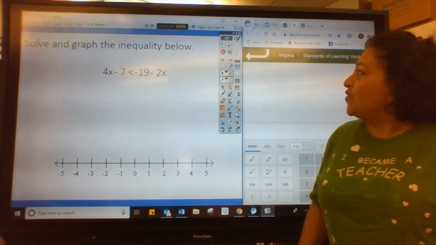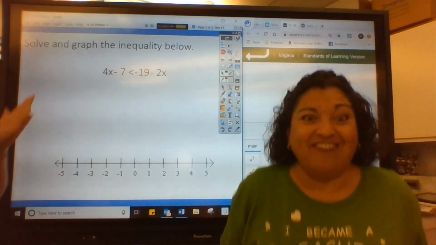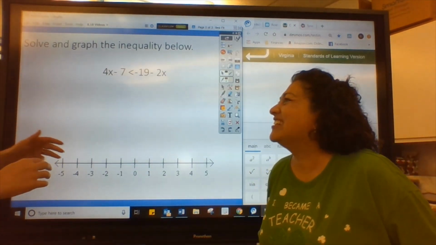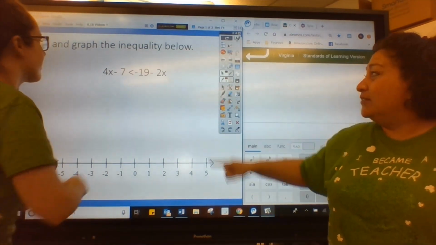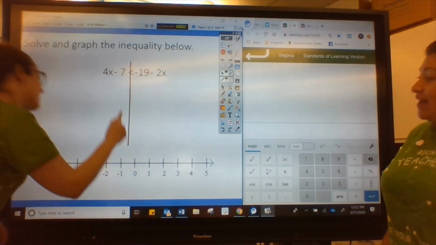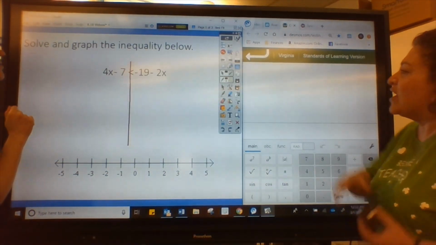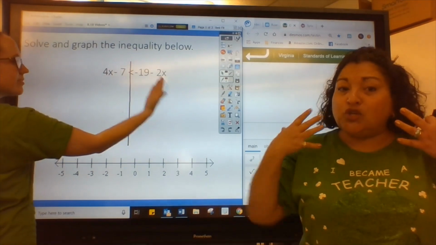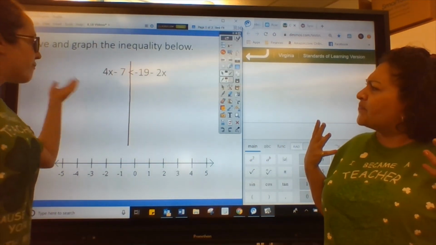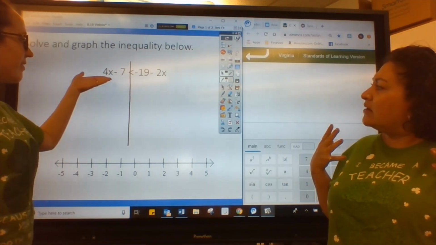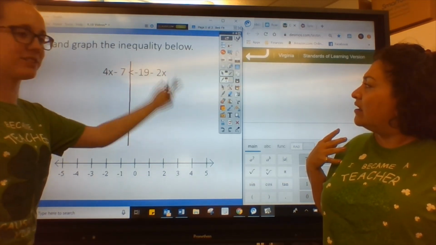All right. So we are solving and graphing inequalities today. I love this stuff. Do you love this stuff? I love it. Okay. So the first thing we have to do is draw a line. Ta-da. One line, not two, please. Okay. And we're going to have to look at it. So the first thing we're going to do is read it. Could you read this for me? Sure. 4x minus 7 is less than negative 19 minus 2x.